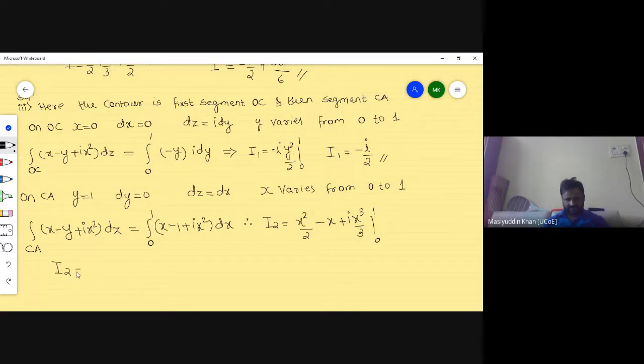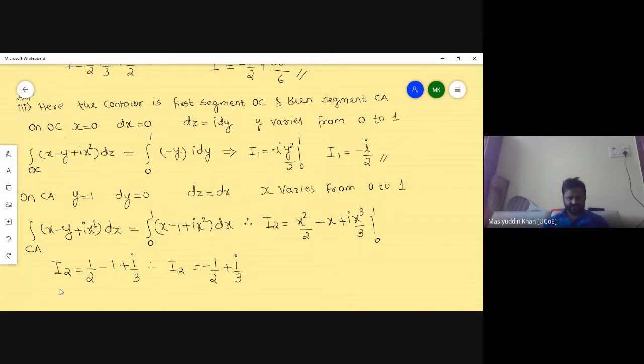I2 is equal to, substituting upper minus lower, 1 by 2 minus 1 plus I by 3. Therefore I2 is equal to, simplifying this part, 1 by 2 minus 1 is minus 1 by 2, so I2 is equal to minus 1 by 2 plus I by 3. So this is the contour segment CA.